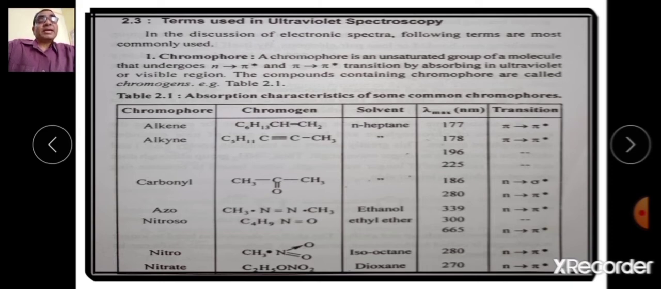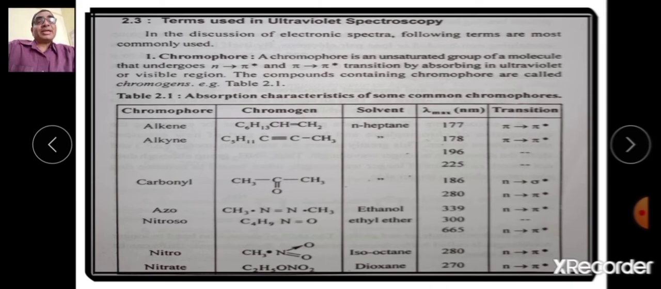Again, alkynes are chromophoric groups in the chromogen, like C5H11 C triple bond C CH3. In the same solvent there is a different absorption, but again the transition occurs in pi to pi star, because here only pi electrons are there. Pi bonds, pi electrons.